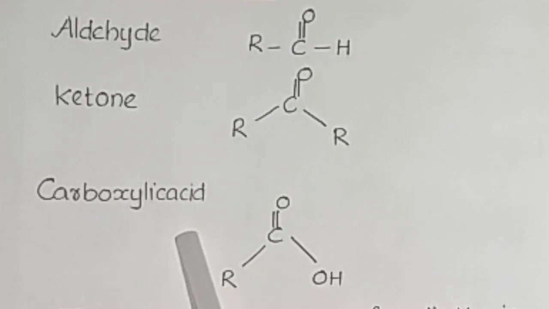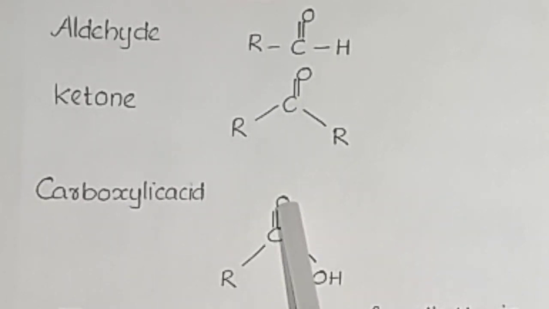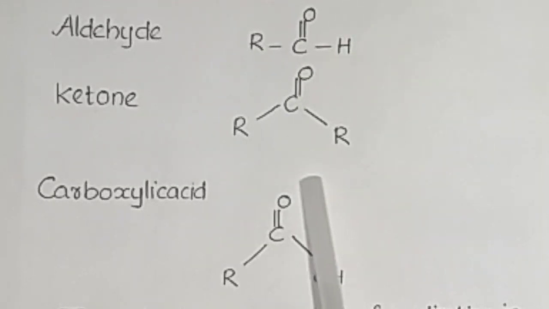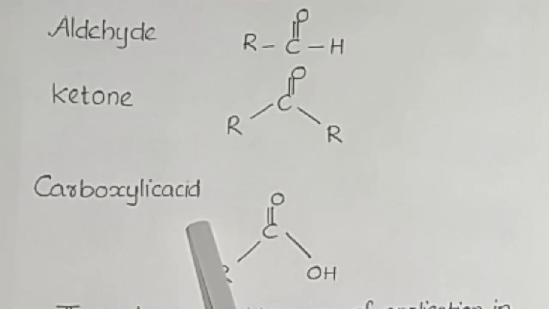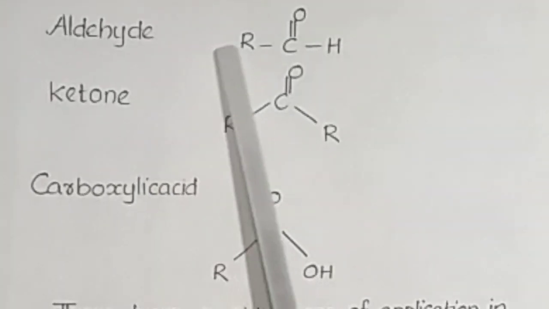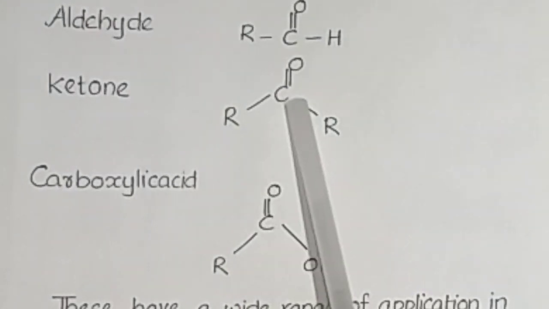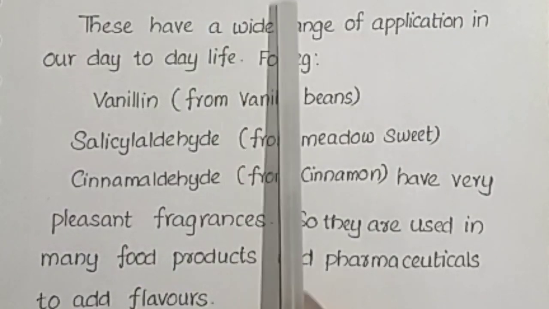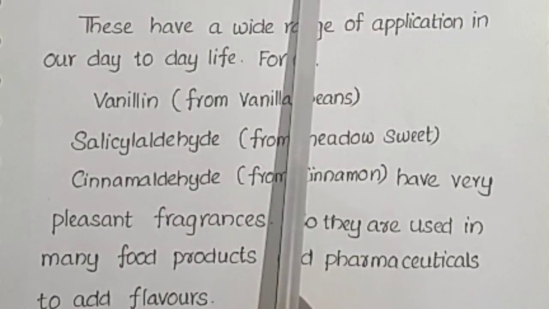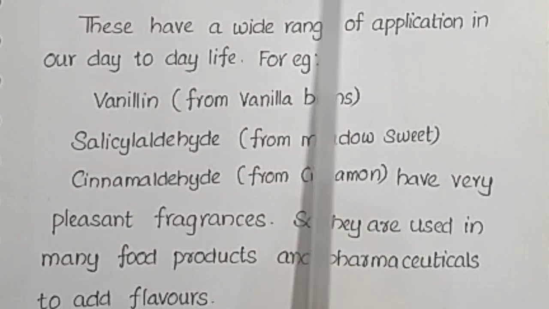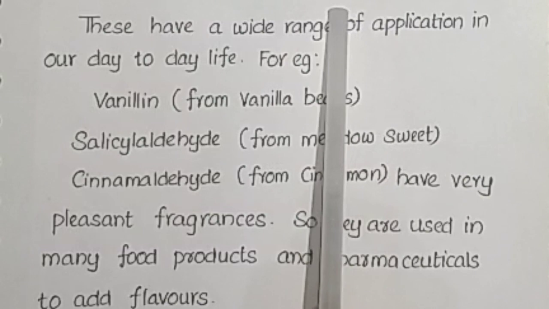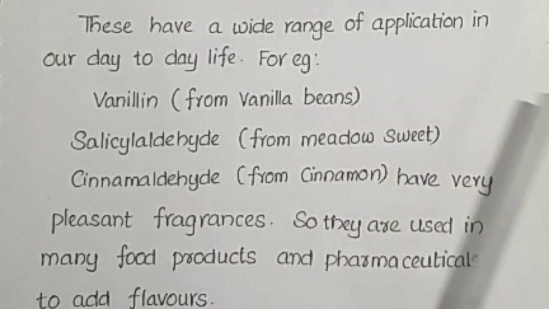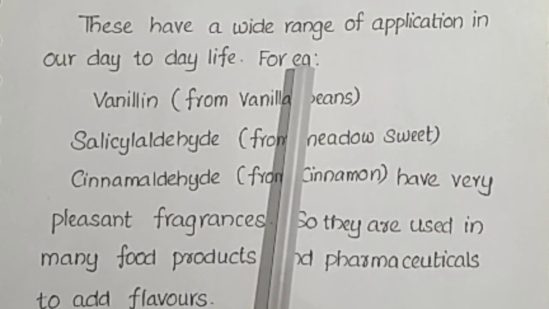Then carboxylic acid. The general formula is RCOOH. That is, the compound consists of the COOH group. That organic compound is known as carboxylic acid. So, aldehyde RCHO, ketone RCOR, carboxylic acid RCOOH. These organic compounds have a wide range of applications in our day-to-day life. For example, vanillin, salicylaldehyde, cinnamaldehyde, etc. have very pleasant fragrances, so they are used in many food products and pharmaceuticals to add flavors.